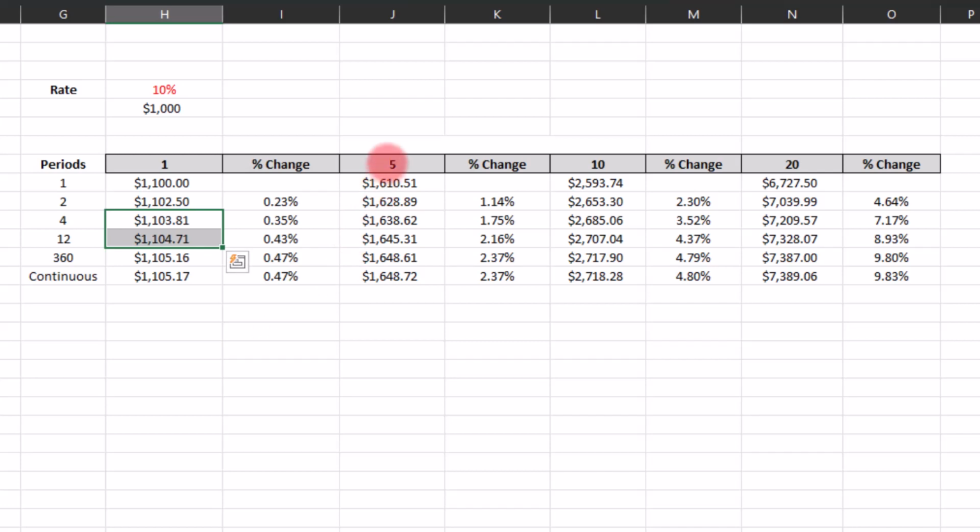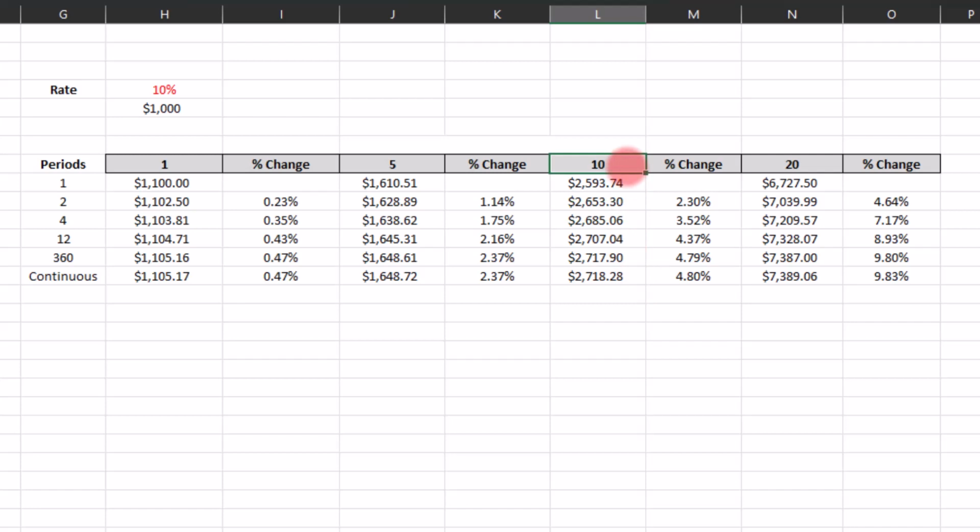What about after 5 years? Again, $1,610.51 if it's paid annually, and continuously is $1,648.72. We're starting to see a little difference, but nothing massive. Again, if we look at just the difference between quarterly and monthly, $1,638.62 and $1,645.31. Not a huge difference. If we go for 10 years, now we're talking about $2,593.74 versus $2,718.28. Starting to show, and that's because we're letting that compounding force work.